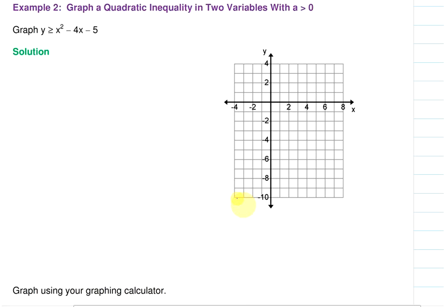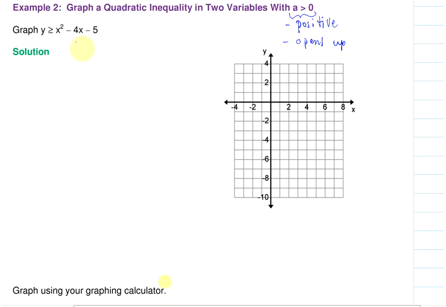Okay, so example number 2, we want to graph a quadratic inequality in two variables where a is greater than 0, which means it is positive, meaning that it opens up. Okay, so we want to graph y is greater than or equal to x squared minus 4x minus 5. We want to do it manually as well as using our graphing calculator.